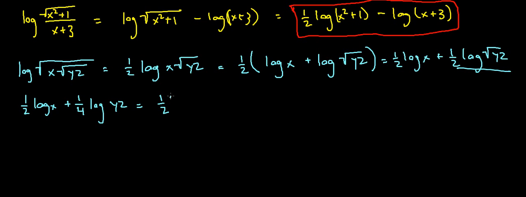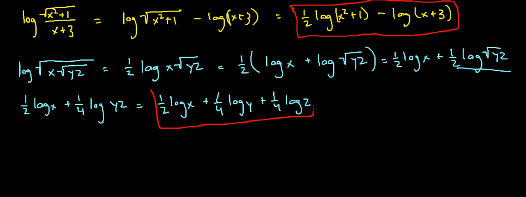This is going to be equal to 1/2 log of x plus 1/4 log y plus 1/4 log of z. And this is the final solution, simplified, or I don't know if it's more simple or not. Depends how you look at it, I guess. But either way, it's a fully expanded logarithmic expression.